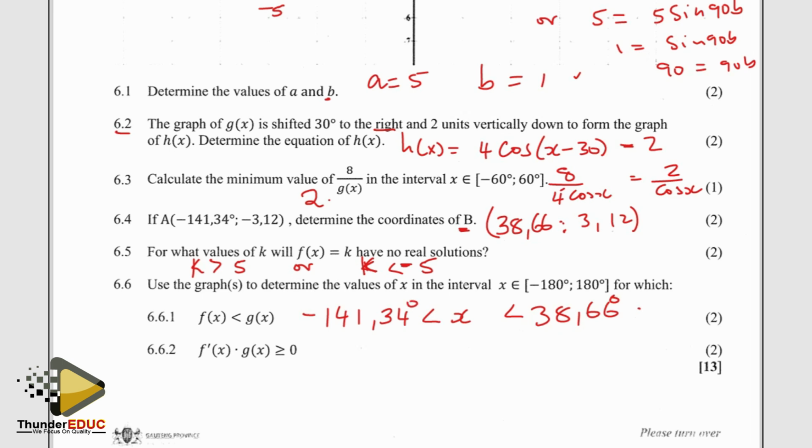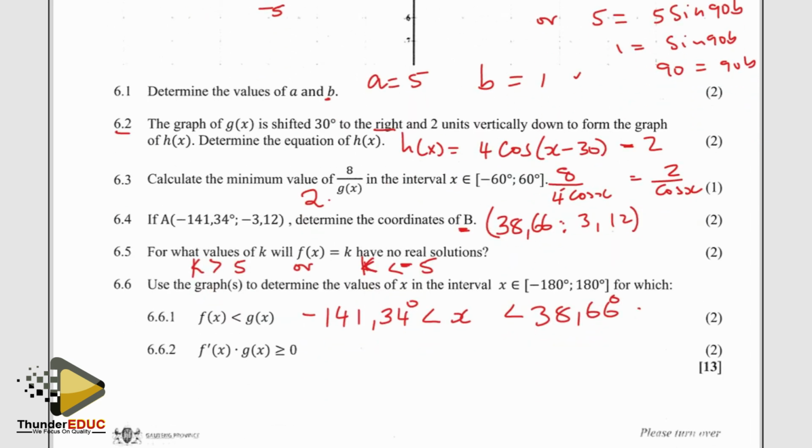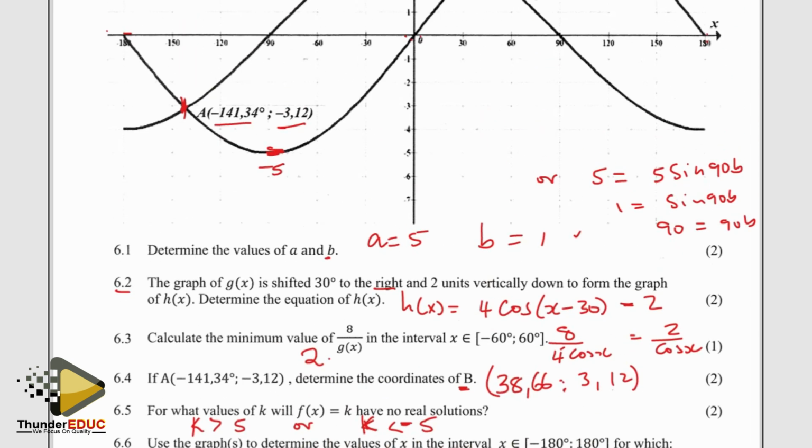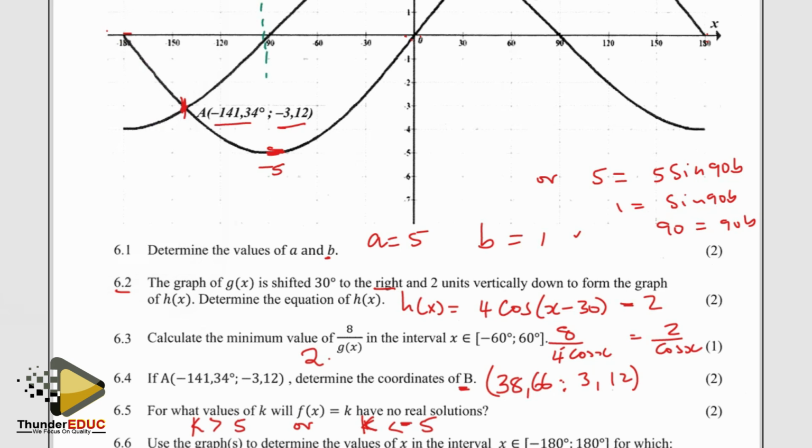And then where do we find f prime? So we know that f prime simply represents the gradient. So we want the gradient of f to be either increasing as the graph is also above the x-axis, or we want the gradient to be decreasing as the graph is also below. So that scenario can only be seen if I do this, graph is above as this one is below.